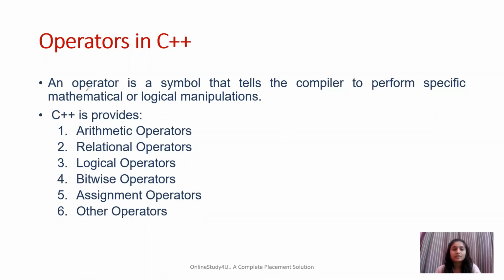Starting with operators, an operator is a symbol that tells the compiler to perform a specific mathematical or logical manipulation. So basically, an operator is used to perform some operation over variables or operands. There are many types of operators provided by C++. We have divided them into different categories based on the operation they perform.